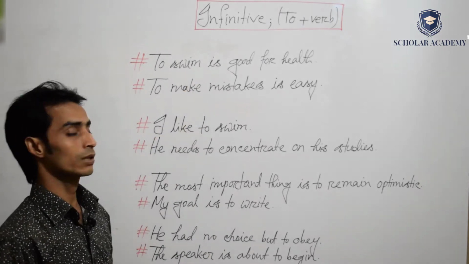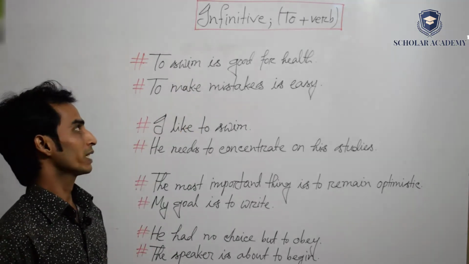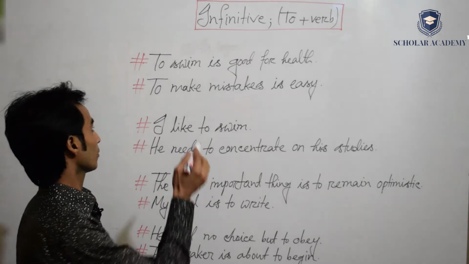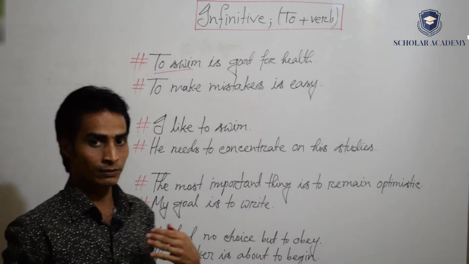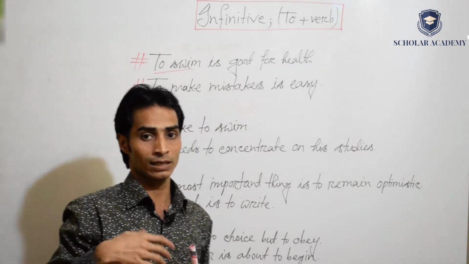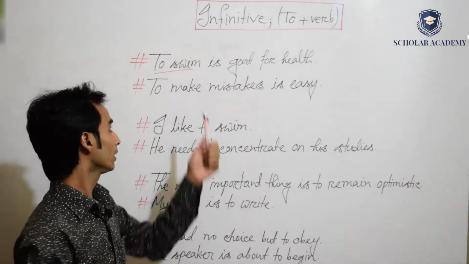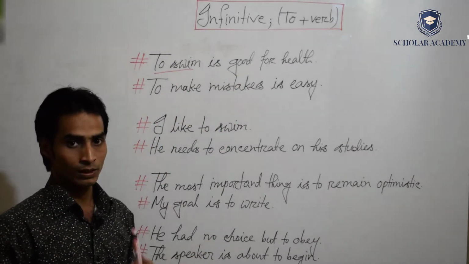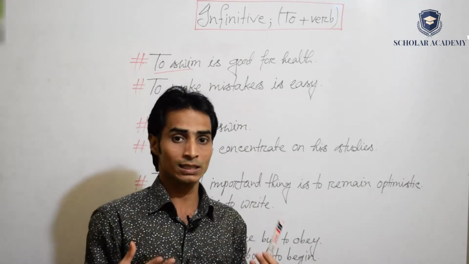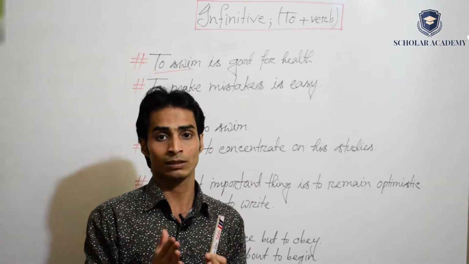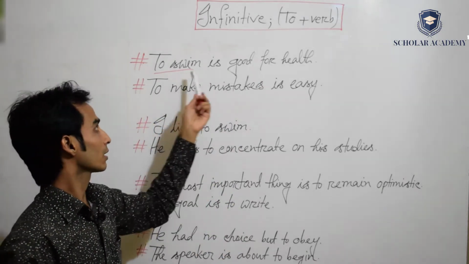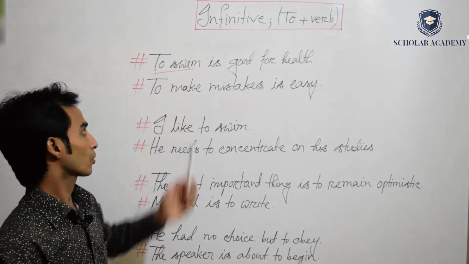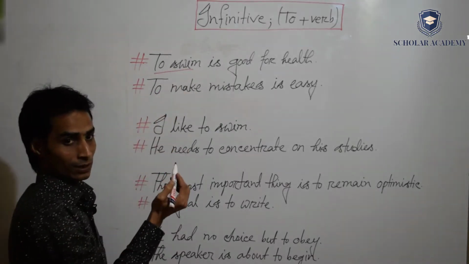The first example is for you. To swim is good for health. Here, to swim is a subject, because if we ask the question, what is good for health, the answer will be the subject. So what is good for health? The answer is to swim. So to swim is the subject in this sentence.